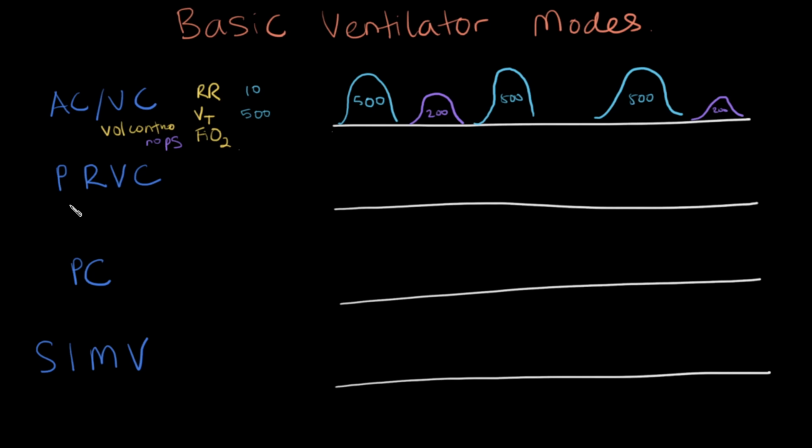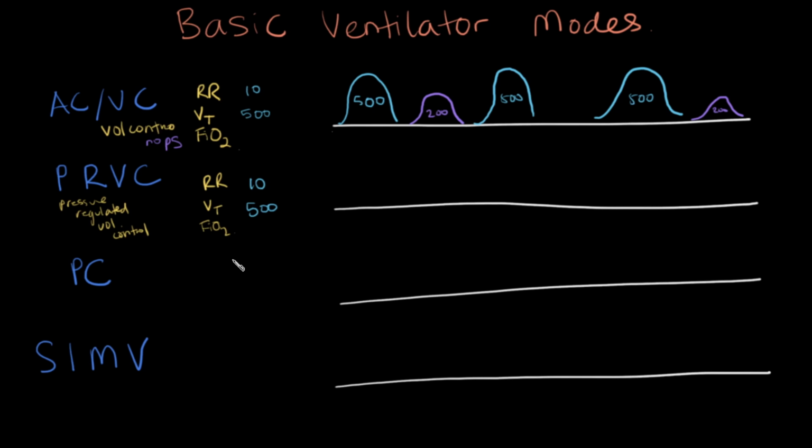Okay, now moving on to the second mode, and that's pressure regulated volume control. Again, we're going to set the respiratory rate, we're going to set the tidal volume or the target volume, and the FiO2. And we can use the same kind of settings we used before, which is 500 for the tidal volume, 10 for the rate, and the FiO2 doesn't matter in this scenario.